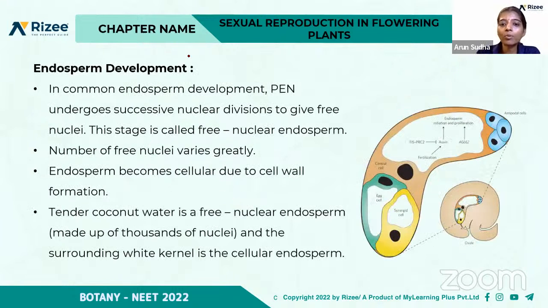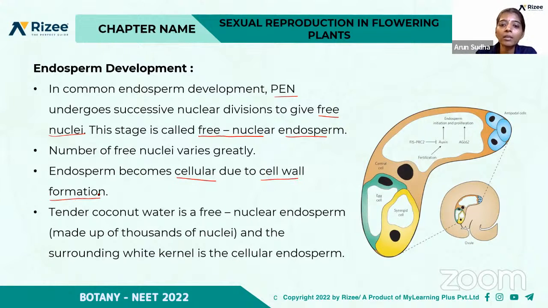So in common endosperm development, PEN, right? We saw the PEN. So this PEN undergoes successive nuclear division to give rise to free nuclei. So what do you mean by free nuclei? Only the nuclear division will happen, but there will be no cytoplasm or cell wall formation. So that is called the free nuclear endosperm. So the nucleus divides many times to form a free nuclear endosperm. The number of free nuclei varies greatly. Then this endosperm becomes cellular. So this nuclear endosperm is converted to cellular endosperm by the wall formation.